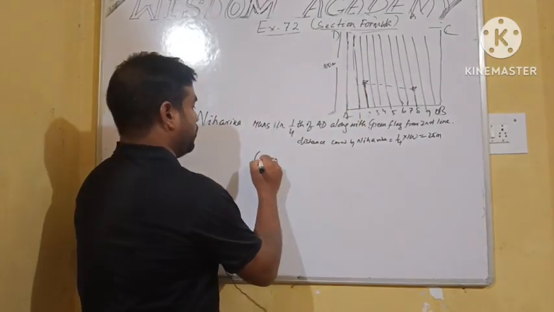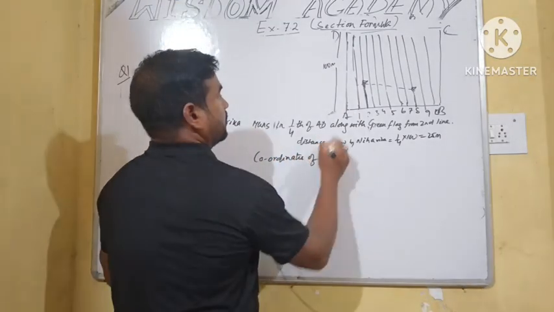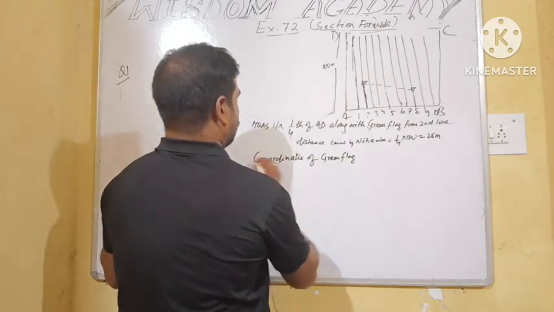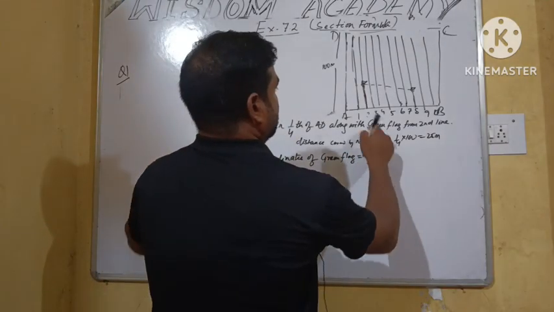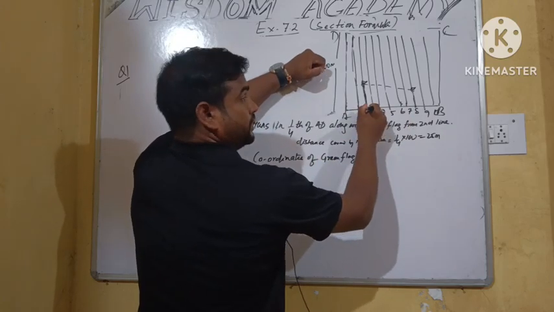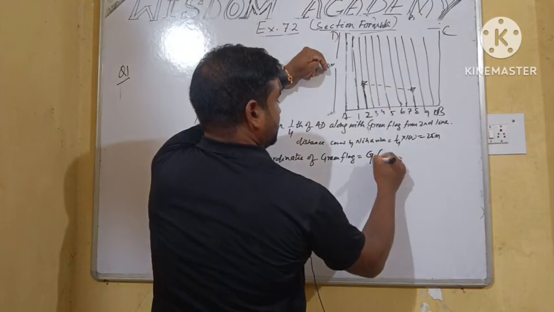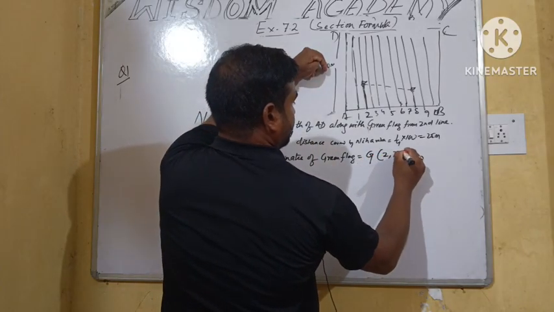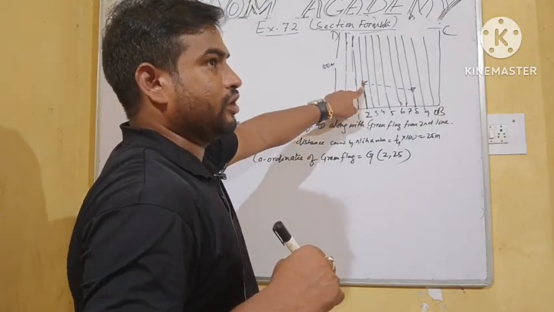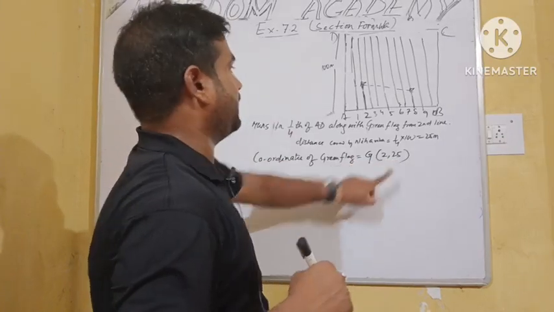Then the coordinates of the green flag: on the x axis the value is 2 and on the y axis the value is 25. G (2, 25). Consider the point where the green flag is posted as G. The coordinate is (2, 25).